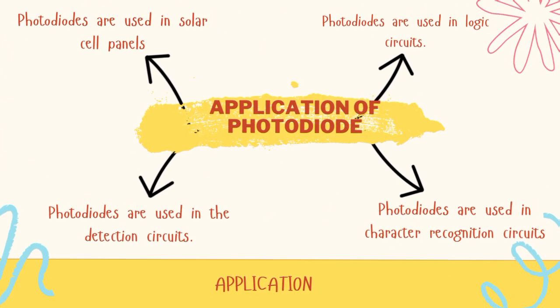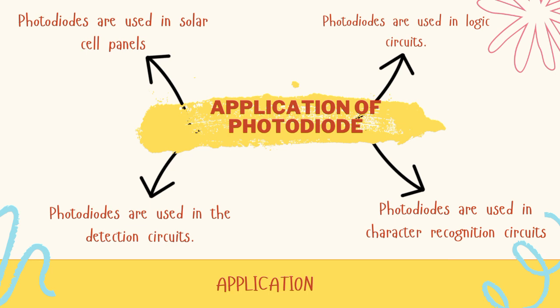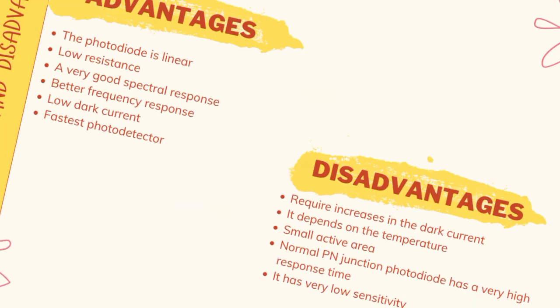Application of photodiode. Photodiodes are used in solar cell panels. Photodiodes are used in logic circuits. Photodiodes are used in detection circuits. Photodiodes are used in character recognition circuits.